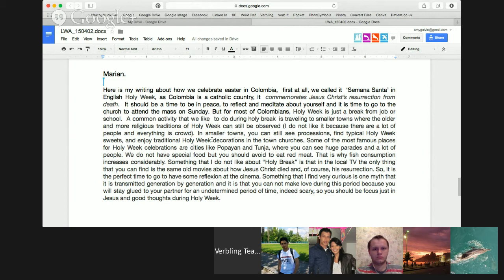In smaller towns, you can still see processions, find typical Holy Week sweets, and enjoy traditional Holy Week decorations in the town's churches. Some of the most famous places for Holy Week celebrations are cities like Popayán and Tunja, where you can see huge parades and a lot of people. We don't have any special food, but you should avoid eating red meat. That is why fish consumption increased considerably.